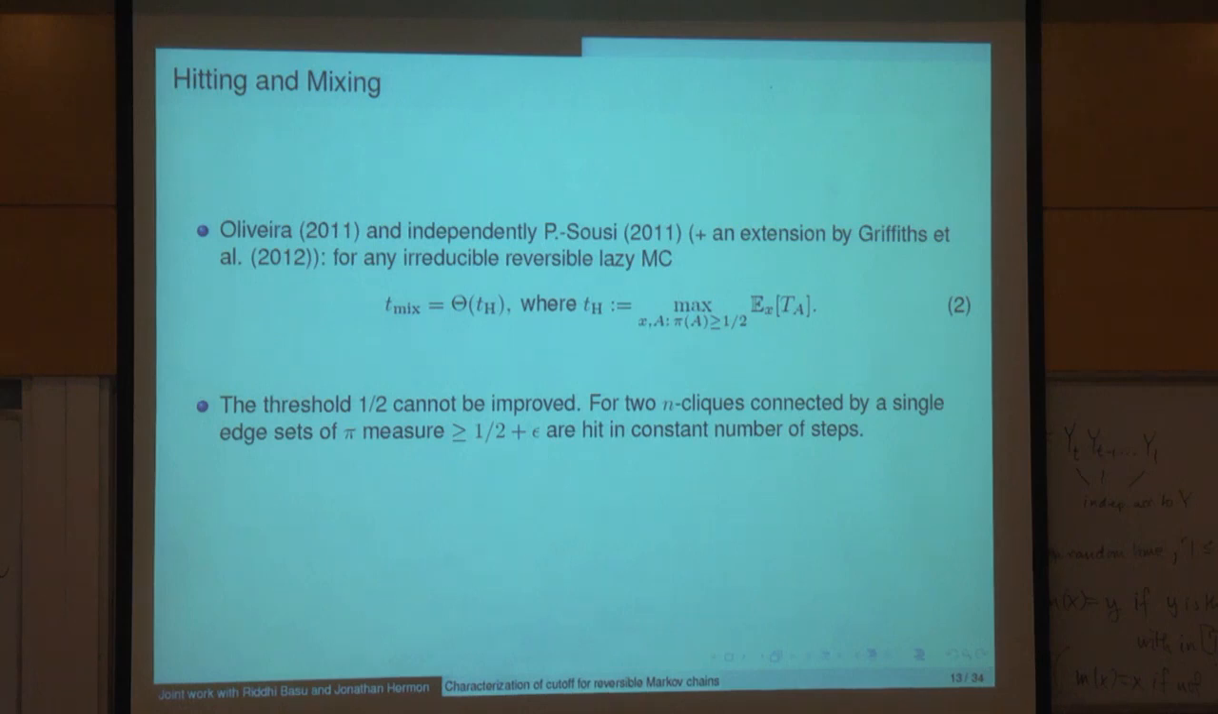This is in work with Hermon and Basu, where we'd like to sharpen it and show that under the product condition this estimate up to constants can be replaced by a ratio tending to 1.